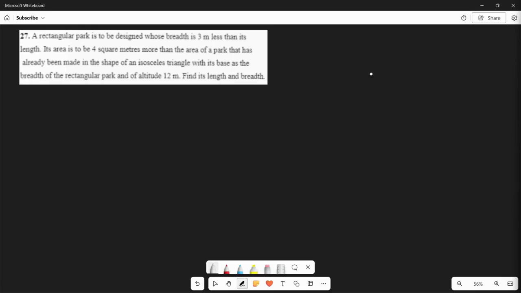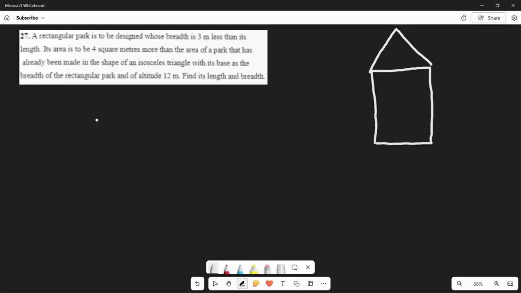Pretty long question, but in simple terms, there is a rectangular park and there is another park that is a triangular park. So we know that the triangular park's area is 4 square meters less than the area of the rectangular park.